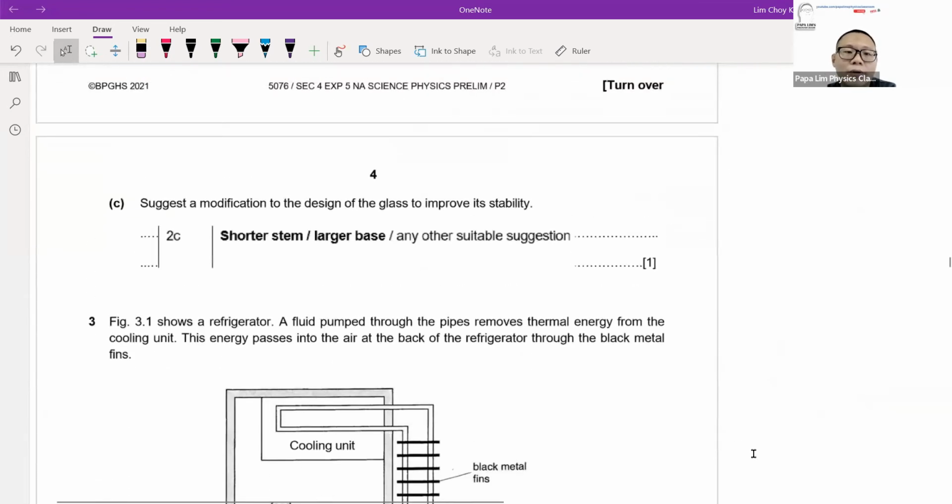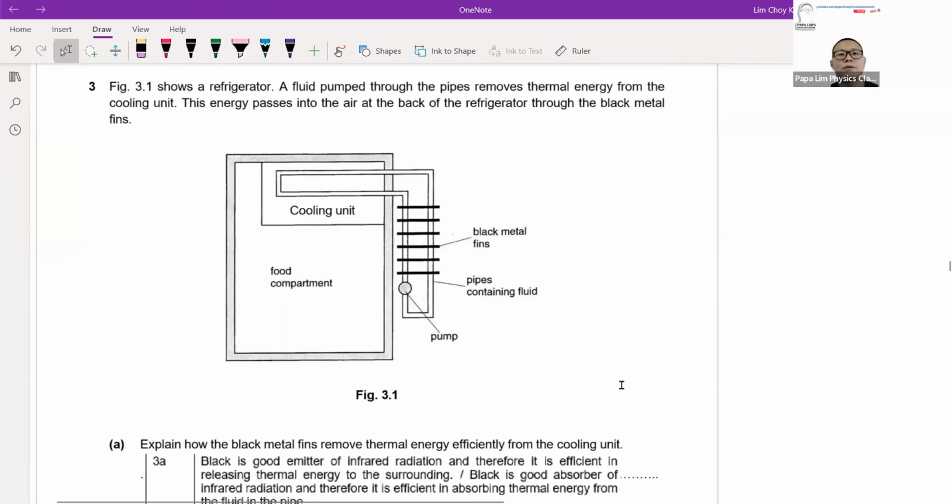Same thing, one modification, any reasonable one, could be a larger stem, a bigger base, etc. So I will not do too much here. Question 3, the refrigeration. Cooling unit, black fins.